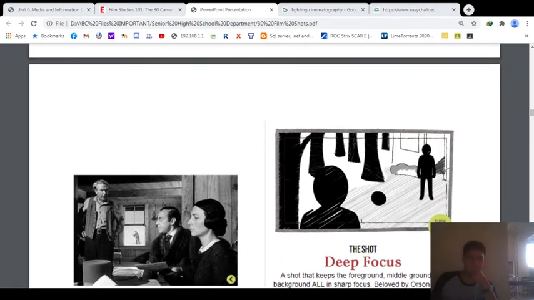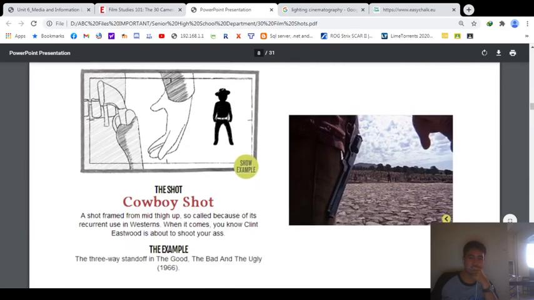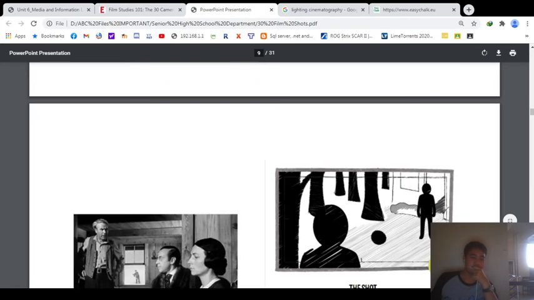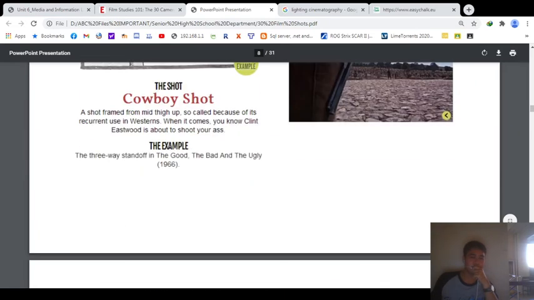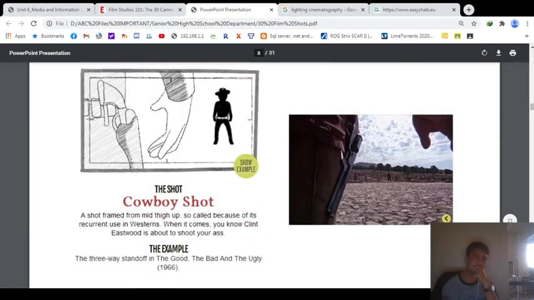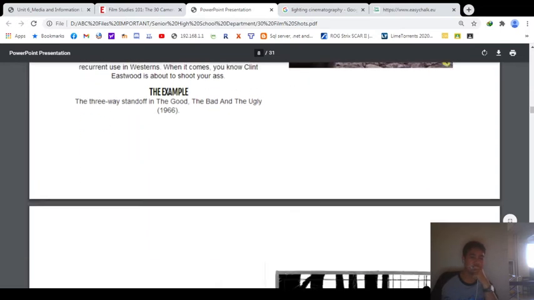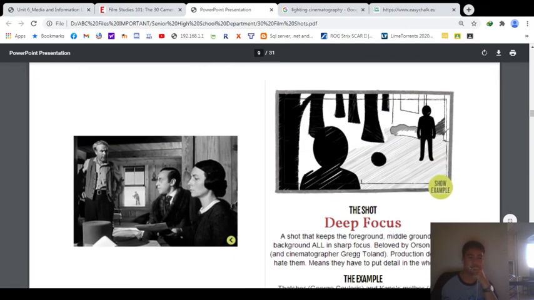So next, it's used if the character is preparing for something: the cowboy shot. Okay? You're attempting to kill someone, or you're pointing at a specific object. Okay? Next is the deep focus.